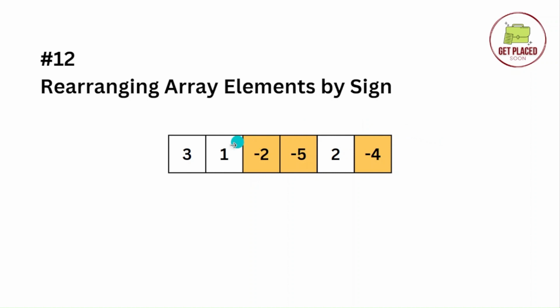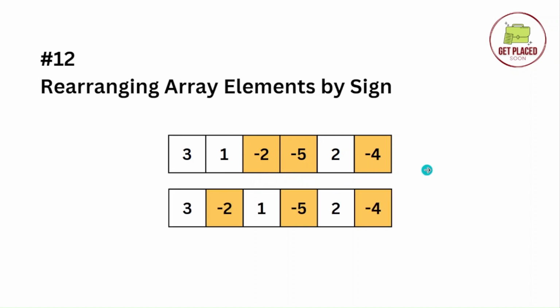So in this problem, we are given an array which consists of both positive numbers and negative numbers. For your understanding, I have marked the negative numbers in different color. We are supposed to rearrange the given array in this format, like the negative numbers should be in the alternate positions. As the question itself suggests, rearranging the array elements by sign.